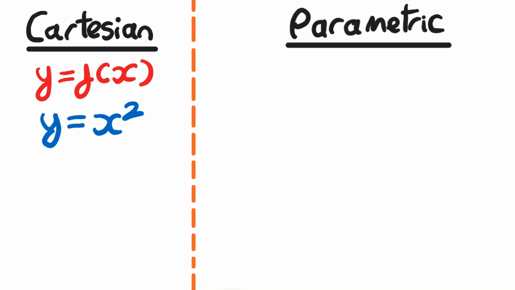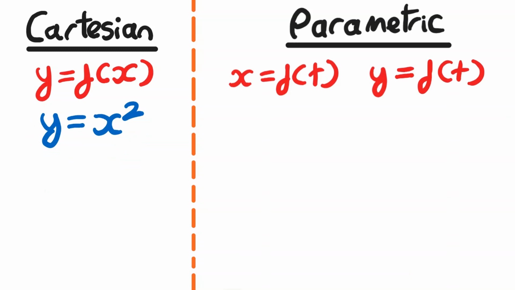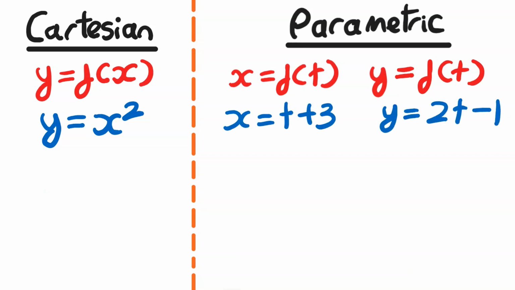So rather than a Cartesian, where you have one equation to describe a graph that is equal to y, parametrics have two equations. One of these equations is equal to y and the other one is equal to x, and both of these are a function of another variable which we normally call t. So for example, x could be equal to t plus 3 and y could be equal to 2t minus 1.